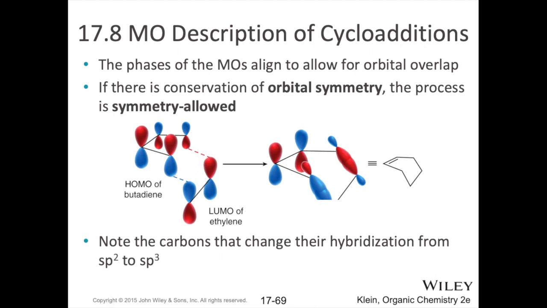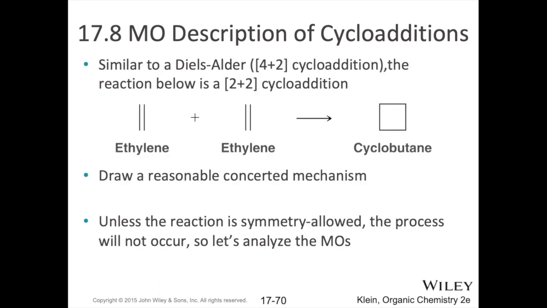So if these were not lined up, for example, let's say these two lobes were the same color, or maybe these two lobes, we wouldn't be able to have that overlap, and we wouldn't be able to form the sigma bonds that we need to form over here. Okay, and so that's why it's very important that these orbitals line up, that we have this symmetry allowed process.